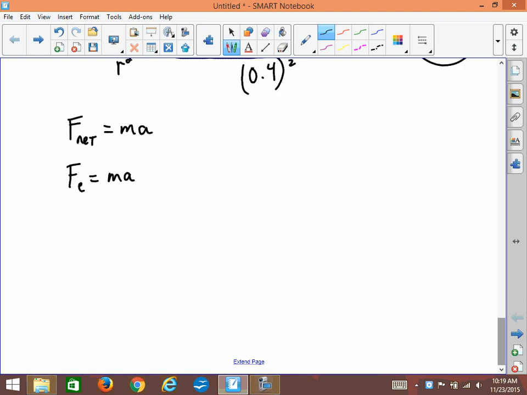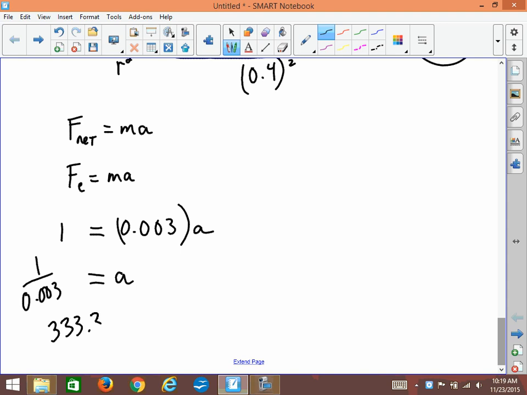The electric force is 1 Newton. And the mass was 0.003, right? Kilograms. And we're trying to find A. So 1 over 0.003 is A. How much is that? 333.3 meters per second squared. Very fast acceleration. Very high rate of change in speed.